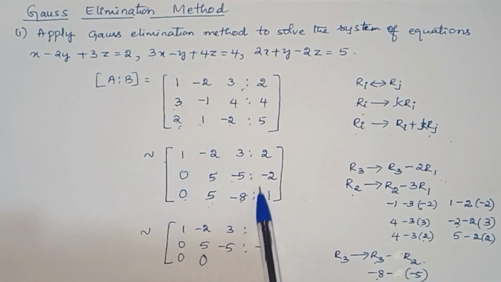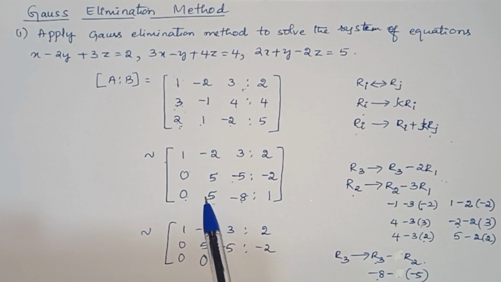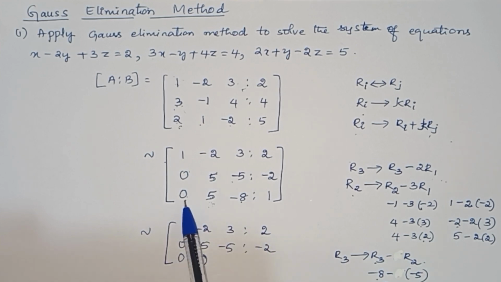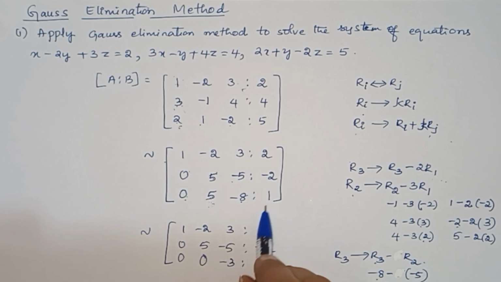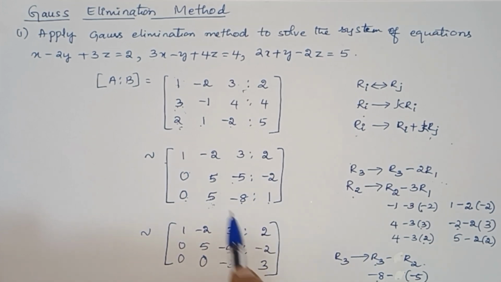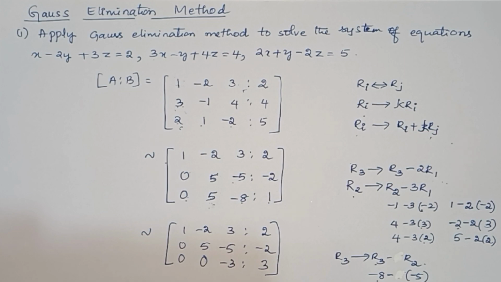Now to convert this A into an upper triangular matrix, the element below this 5 has to be made 0. So that is possible by applying the operation R3 changes to R3 minus R2, because 5 minus 5 gives you 0. So no change in the first row, no change in the second row. The third row changes as 0 minus 0 is 0, 5 minus 5 is 0, -8 plus 5, which is -3, then 1 minus of minus 2, which is 3. The matrix A is converted to an upper triangular matrix.